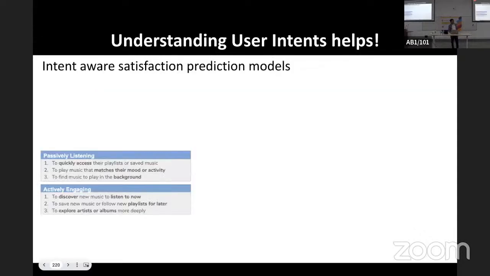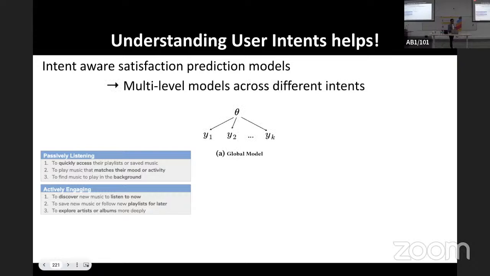These were some of the intents. The question then becomes the final model which I want to pitch. What do you do with this intent? Now you can have a global model which says, I don't care about intents. I'm going to predict user satisfaction agnostic of the intent. So you have the same set of parameters across all the intents and you develop a global model. It's going to give you some satisfaction prediction.